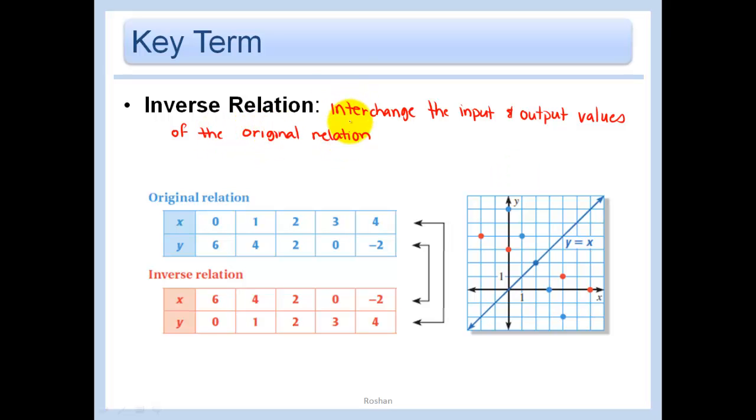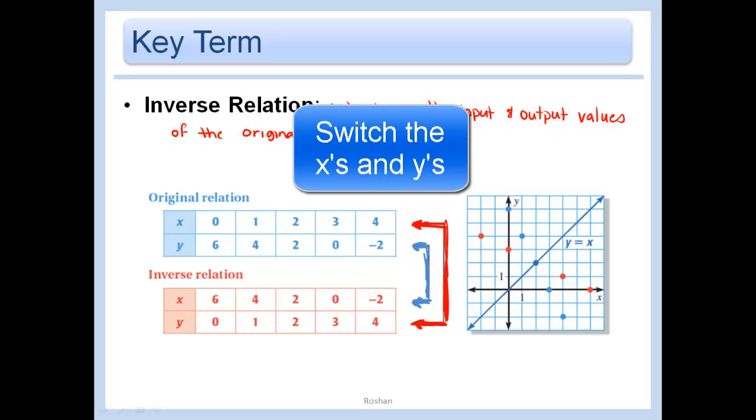So I'm kind of saying that you switch the x's and y's. When you switch the x's and y's, so instead of having 0, 1, 2, 3, 4 as the x's, the inverse will have those same things as the y's. You see that? So that's why, let me color code it. That's that. And then the original y values become x values in the inverse relation. So this right here is key, that you switch the x's and y's.